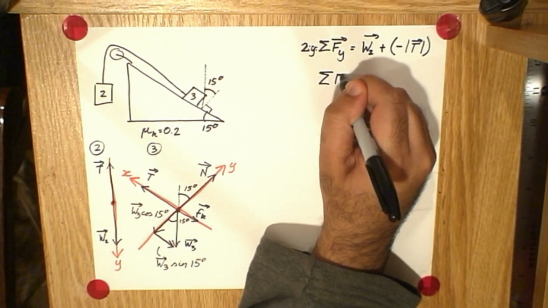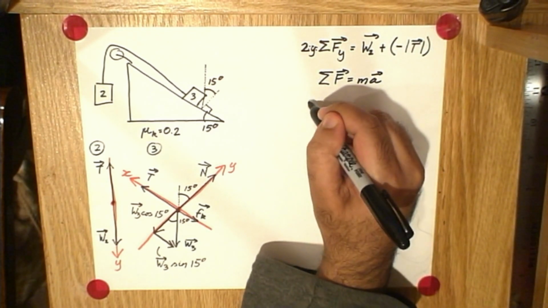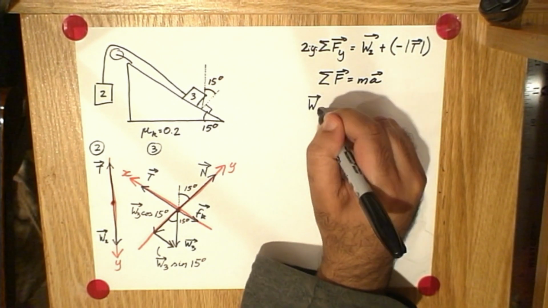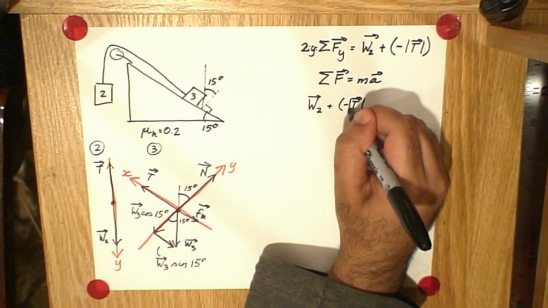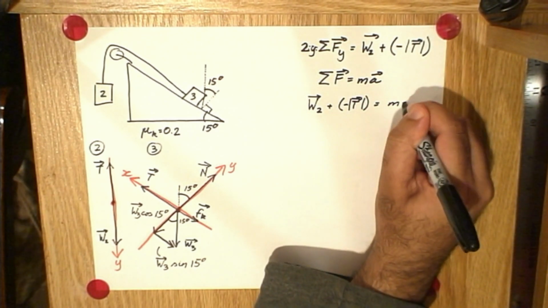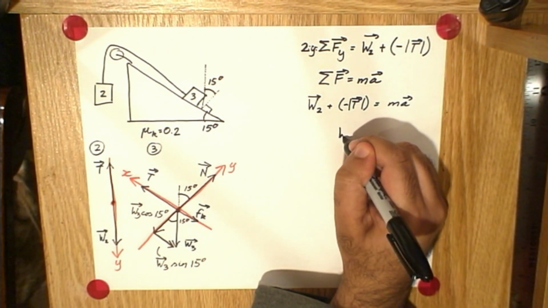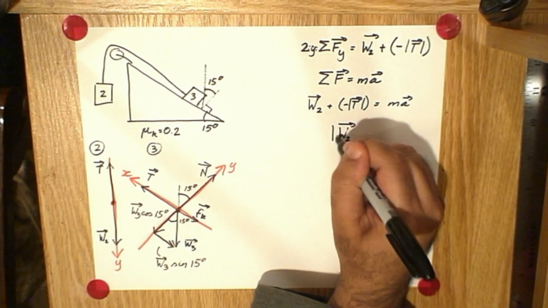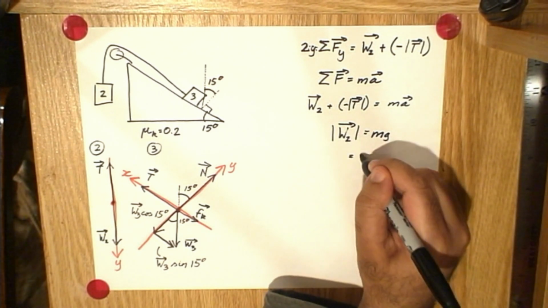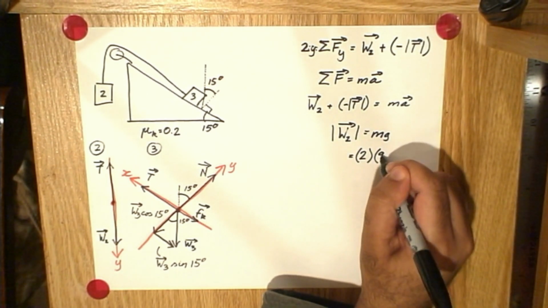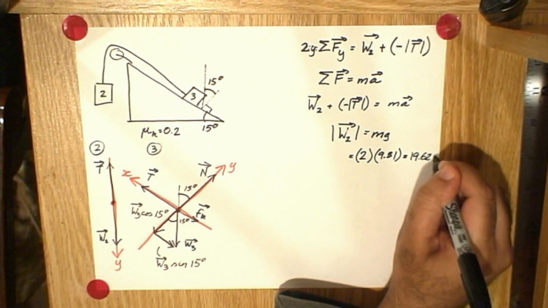So the total force is equal to mass times acceleration, and so we now have the weight of the 2 kilogram object plus negative tension is equal to mass times acceleration. Now, how big is the weight? Weight is given by mg, which is in this case equal to 2 times 9.81, which is equal to 19.62 newtons.